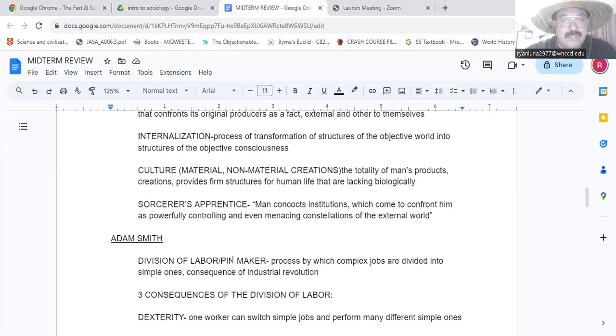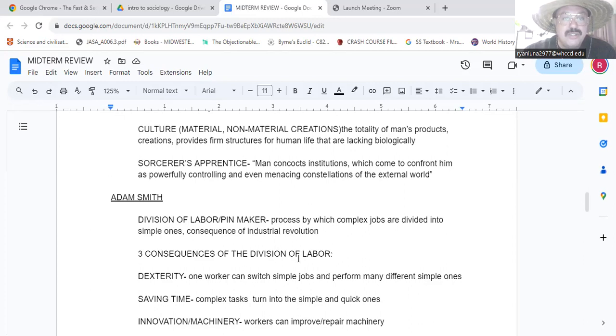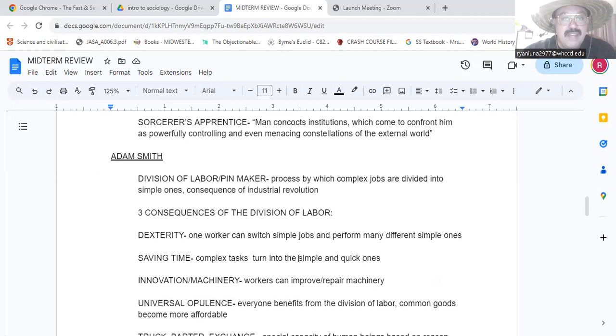Culture, made up of material and non-material creations. Material: lawnmowers, computers. Non-material: language, laws. The totality of man's products, creations, provides firm structures for human life that are lacking biologically. Sorcerer's apprentice. Man concocts institutions which come to confront him as powerfully controlling and even menacing constellations of the external world. Basically, a human creates something, that creation gets out of control, and it has to be stopped by some other means.